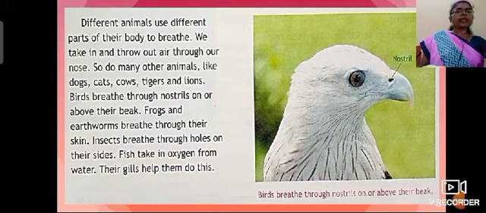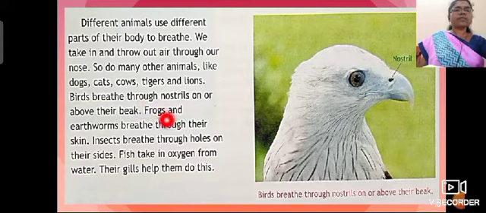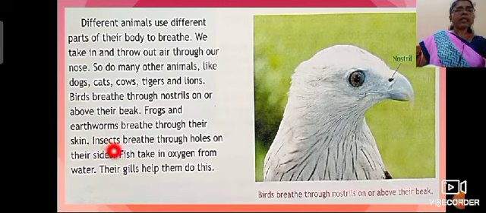Frogs and earthworms breathe through their skin. See here, frogs and earthworms. Have you seen earthworms? They breathe through their skin. And insects breathe through holes on their sides. And fish take in oxygen from water, and their gills help them to do this.